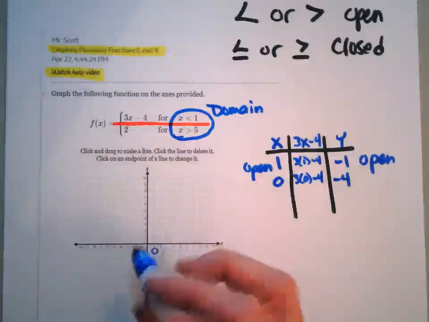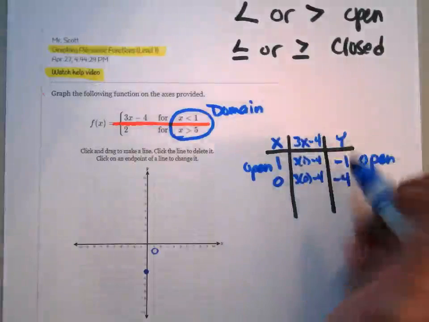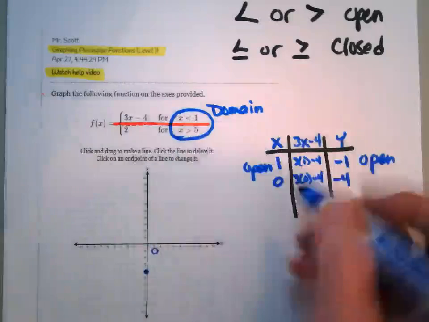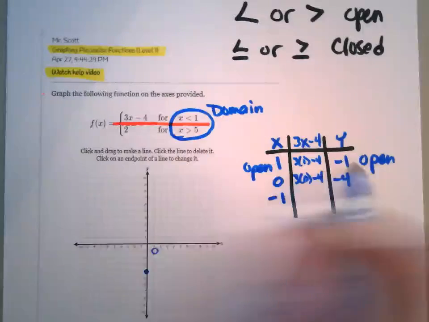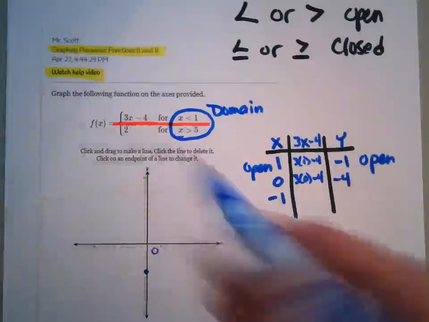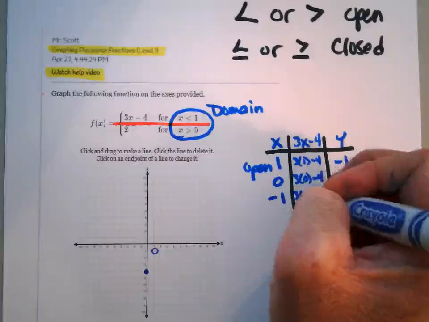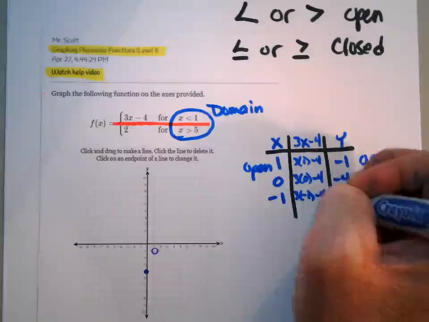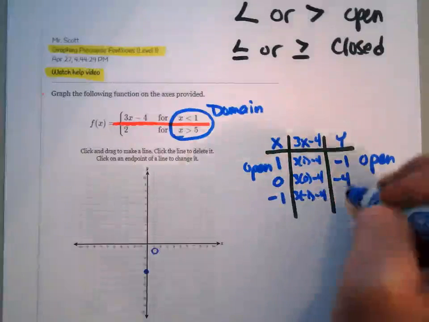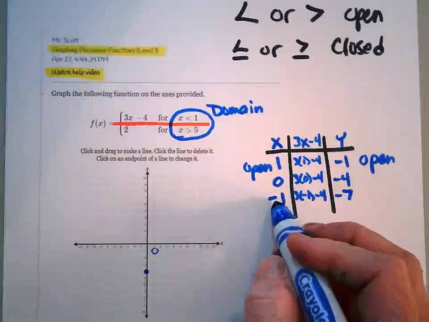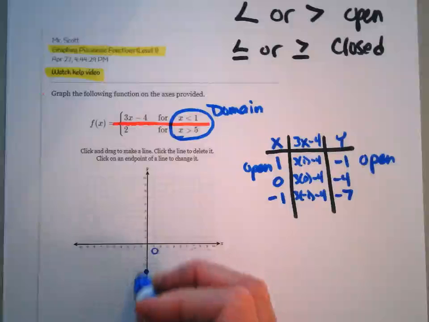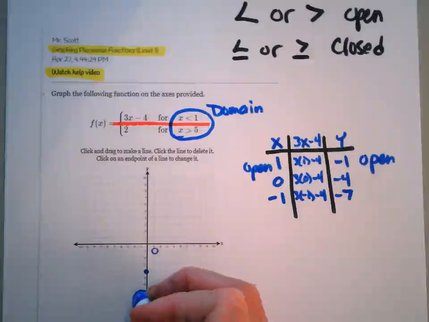And so what's going to happen is now, let's graph another point. We'll go down to the next number that's less than 1, which is negative 1. 3 times negative 1, minus 4. So negative 3 minus 4 is negative 7. So we have an ordered pair, (negative 1, negative 7). So negative 1, negative 7 is right there.